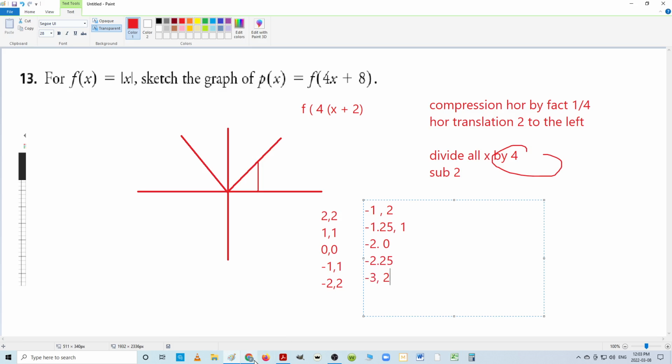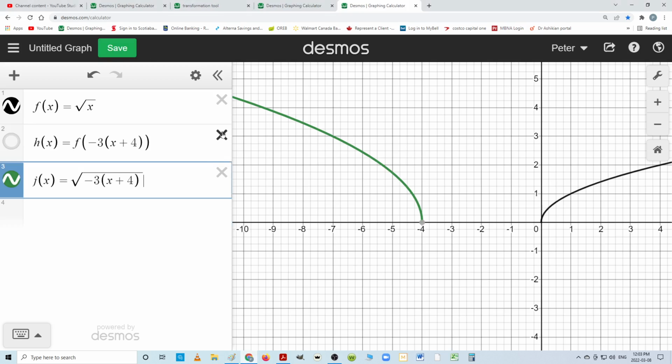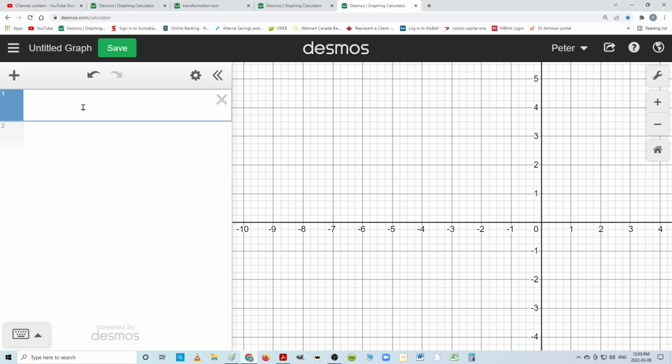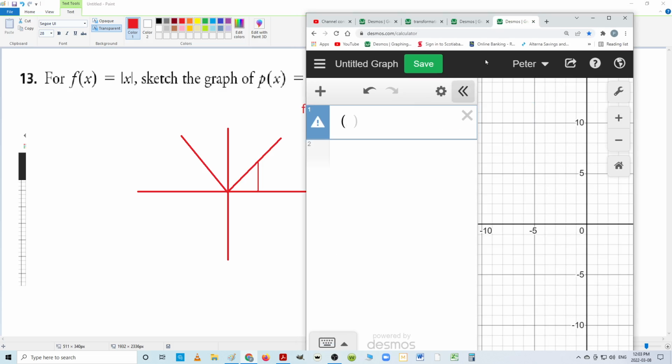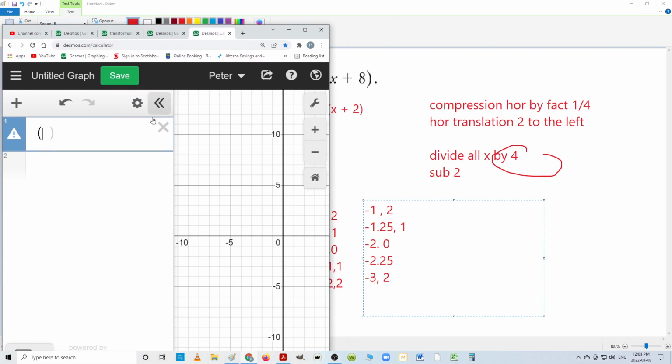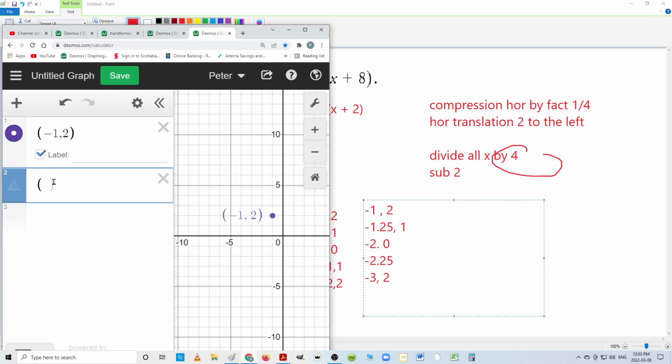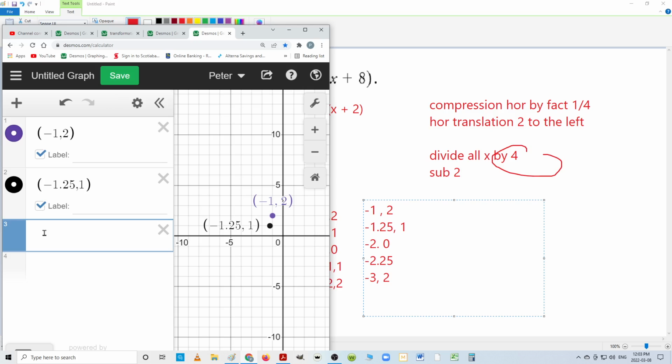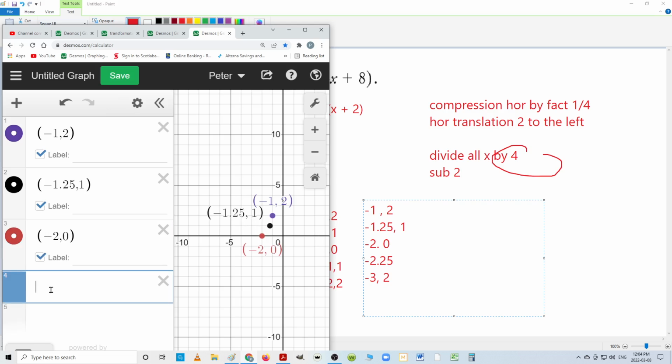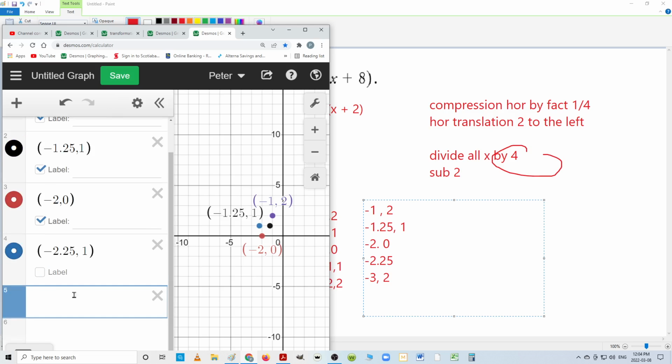Now if I take that and I plot it up here, just point by point like that, I should be able to nail this. So I got negative 1, comma 2, label it. Negative 1.25, comma 1, label it. Negative 2, comma 0, label it. Negative 2.25, comma, it looks like 1, label it. And negative 3, comma 2.